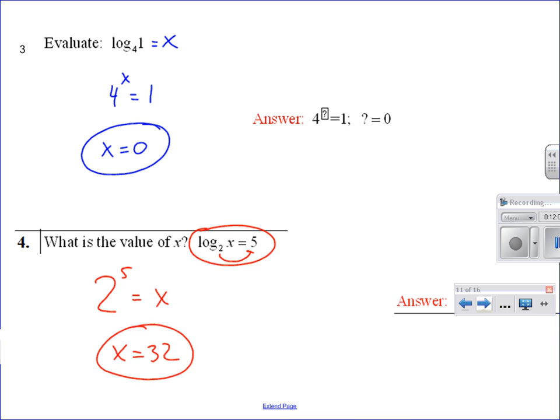All right? And we're going to work on that a lot in class tomorrow, but that's the basic idea of what we're going to be able to do when I say write exponential and logarithmic equations, and also evaluate exponential equations.